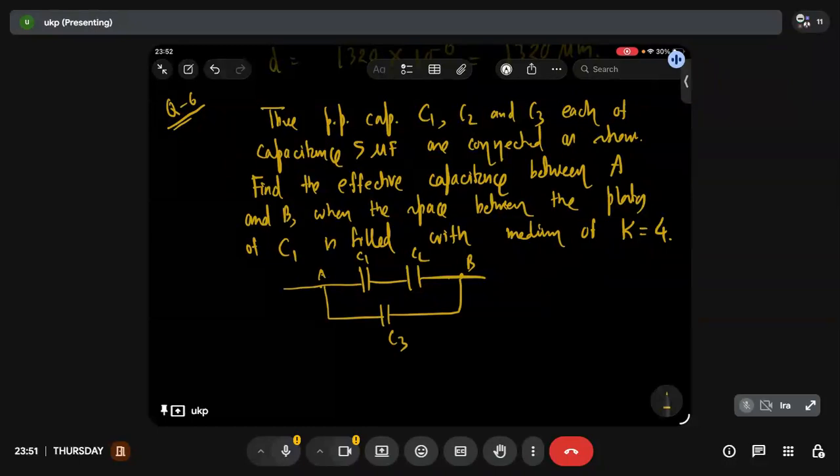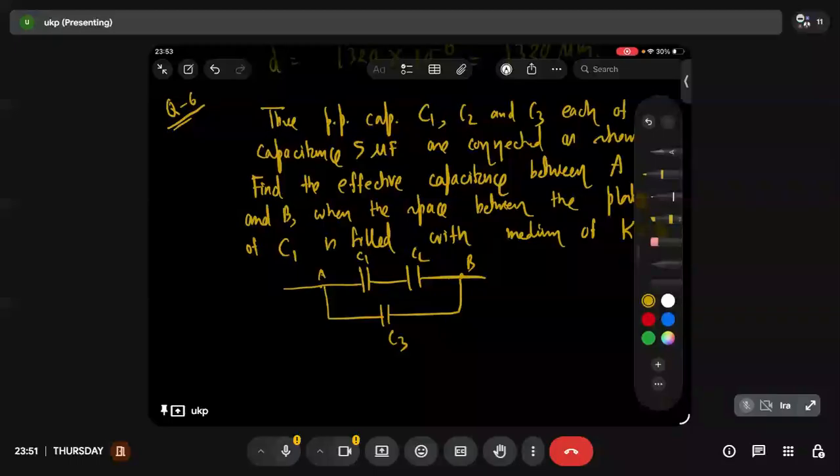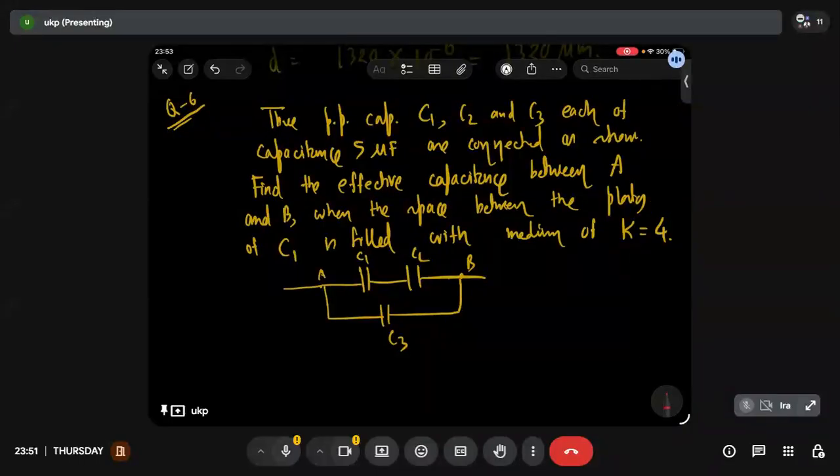3 parallel plate capacitors C1, C2 and C3, each of capacitance 5 microfarad are connected as shown. Find the effective capacitance between A and B when the space between the plates of C1 is filled with a medium of K equal to 4. Done? Cakewalk problem again. So 9 microfarad. Both C2 is still 5, C3 is still 5.